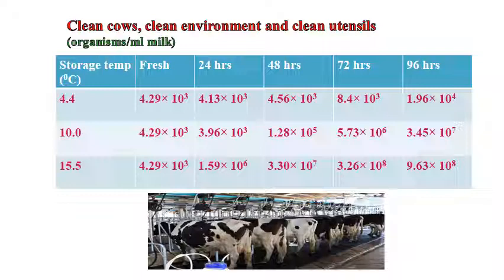At 48 hours we can see at 4.4 it is 10 power 3, whereas at 10 degrees it is 10 power 5, that is 100 times more. And in the case of 15.5 it is 10 power 7, that is 10,000 times more than the first one. In 72 hours it is again 10 power 3, 10 power 6, 10 power 8, so another 10 times more in the case of 15 degrees and another 10 times more in the case of 10 degrees.